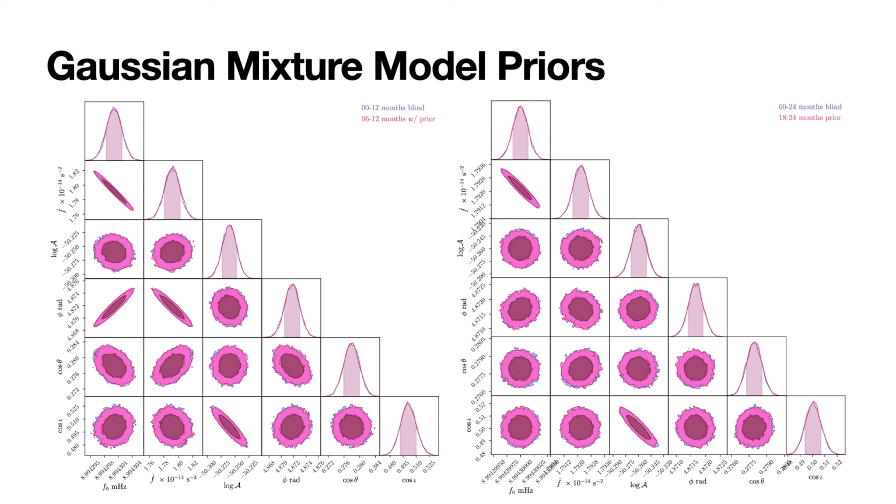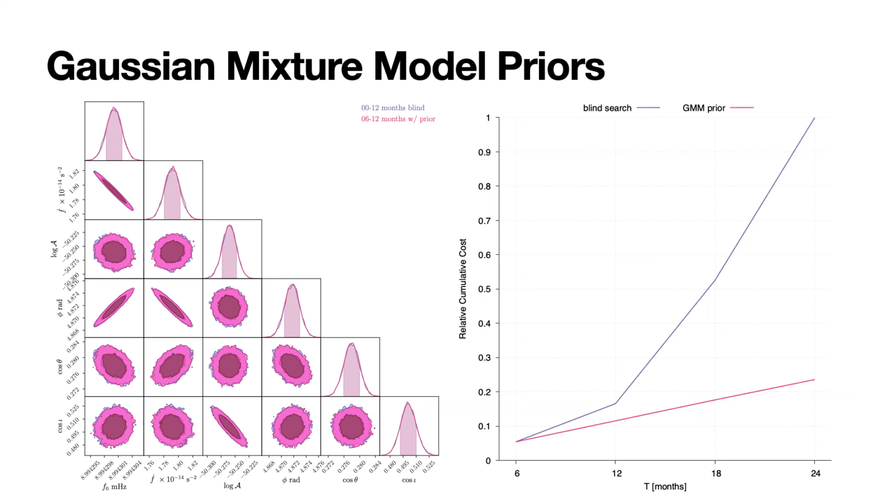The left-hand panel is for a 1-year observation. The right-hand panel is for a 2-year observation. And the takeaway point here is that these distributions are pleasantly indistinguishable from one another. Not only do we get effectively the same answer by using the priors versus analyzing the whole data set, but the computational savings for using these priors are fairly dramatic.